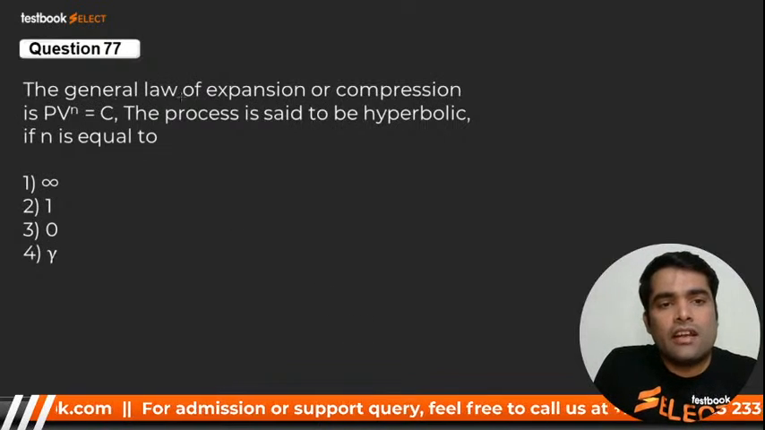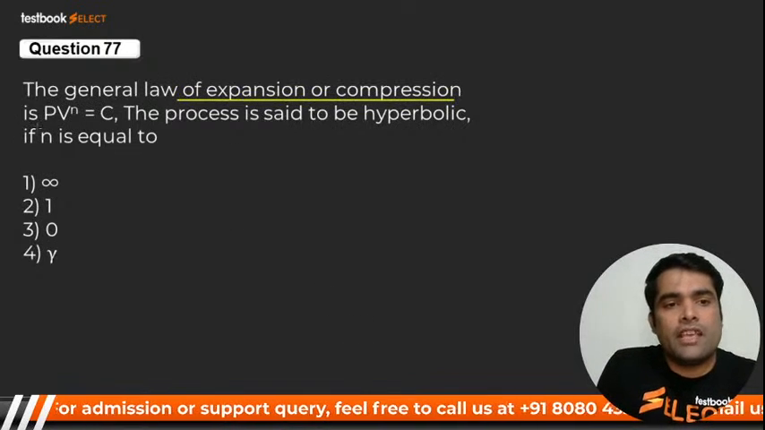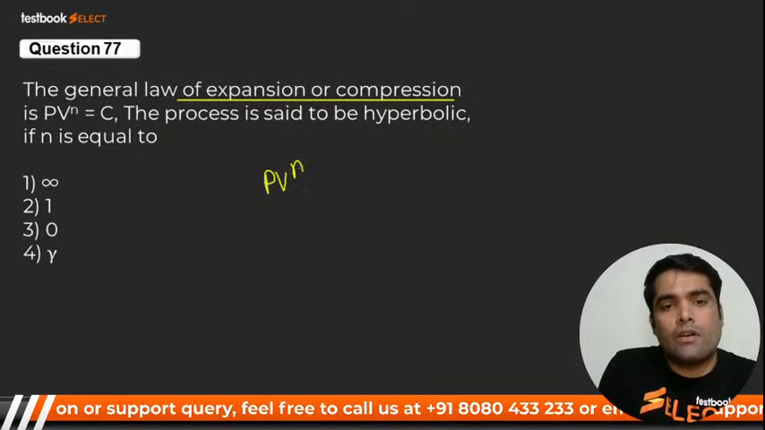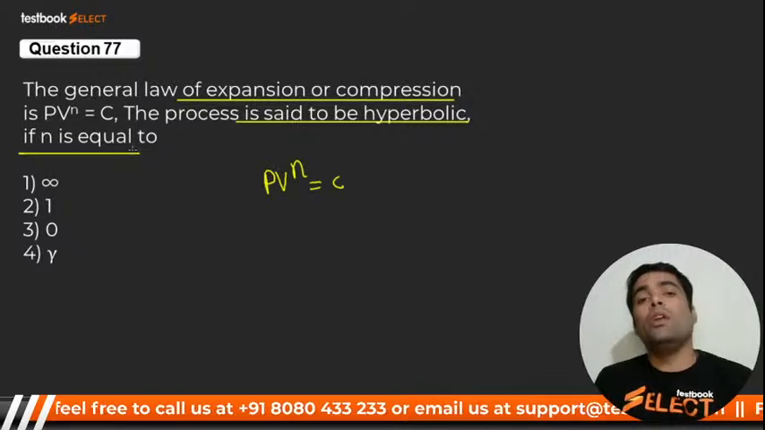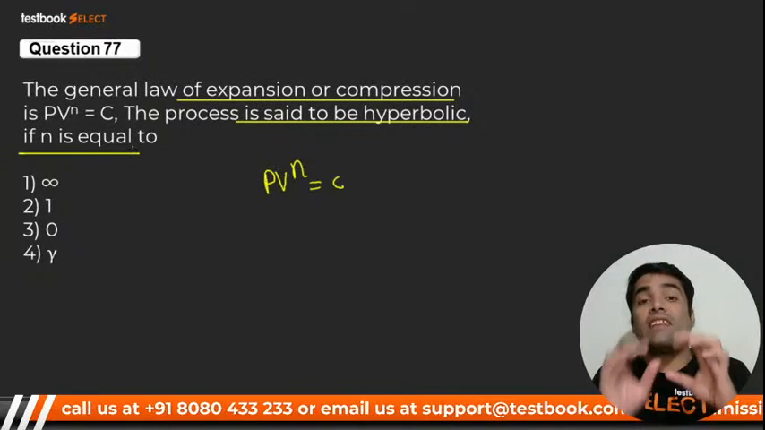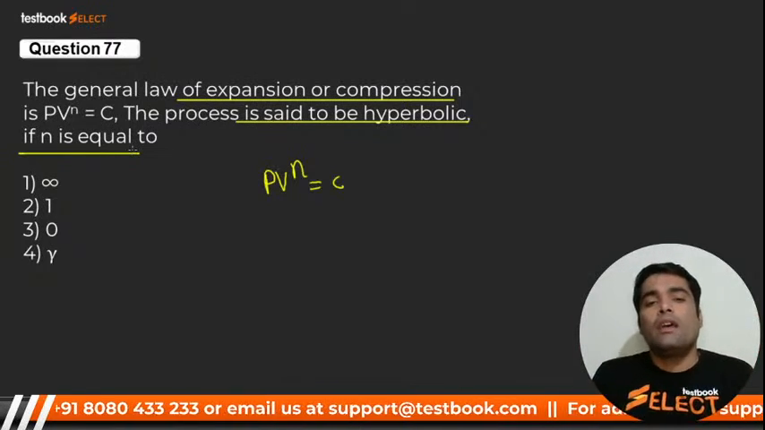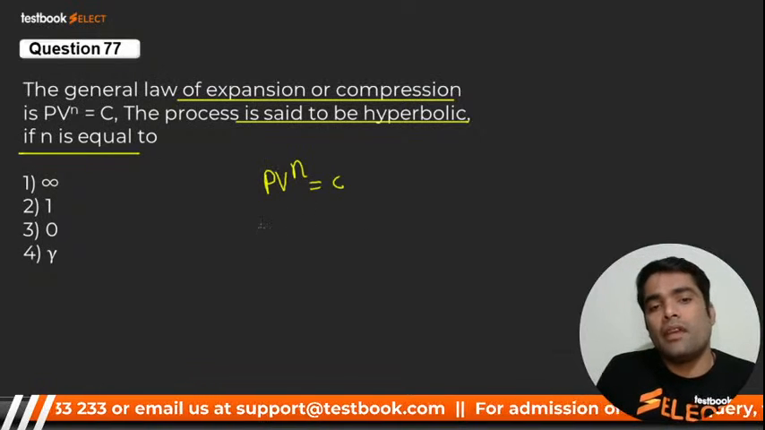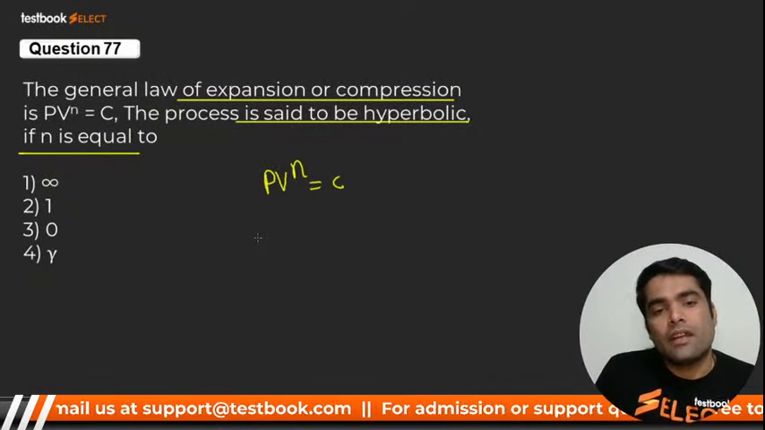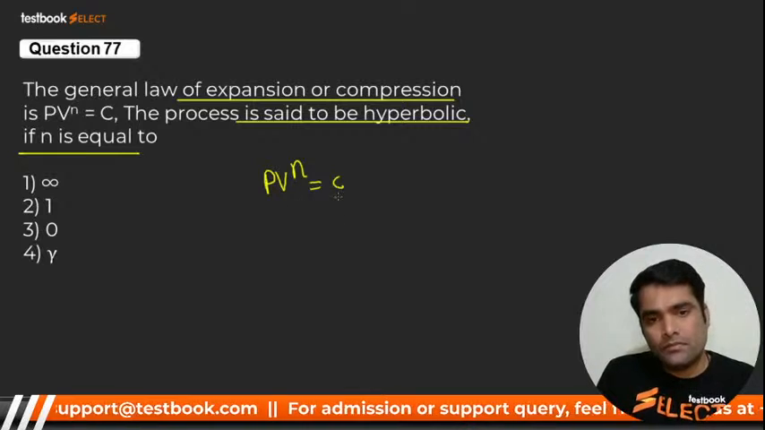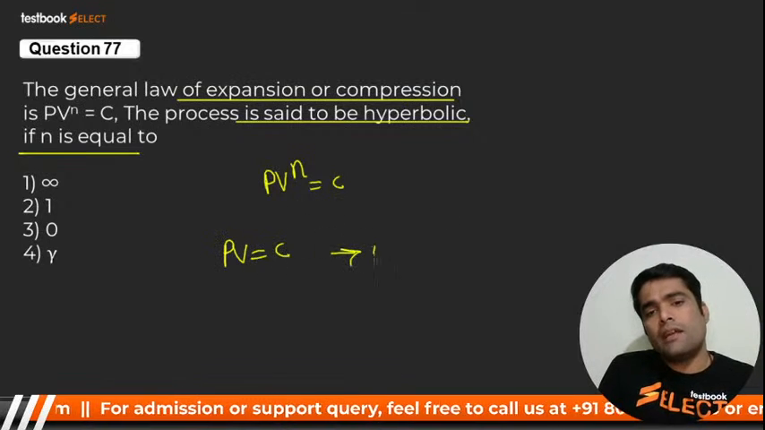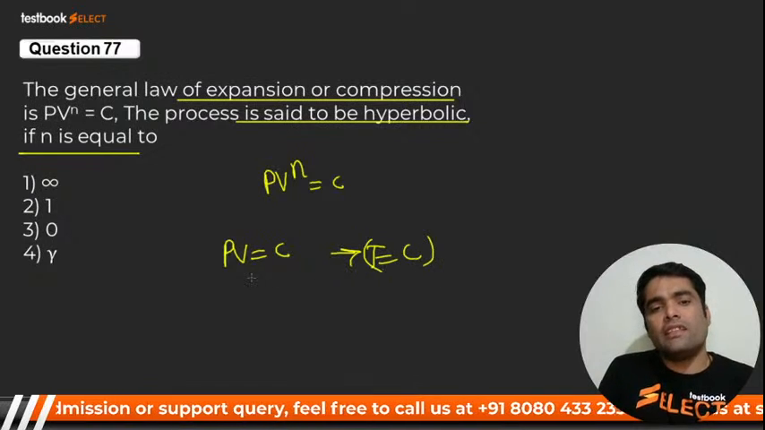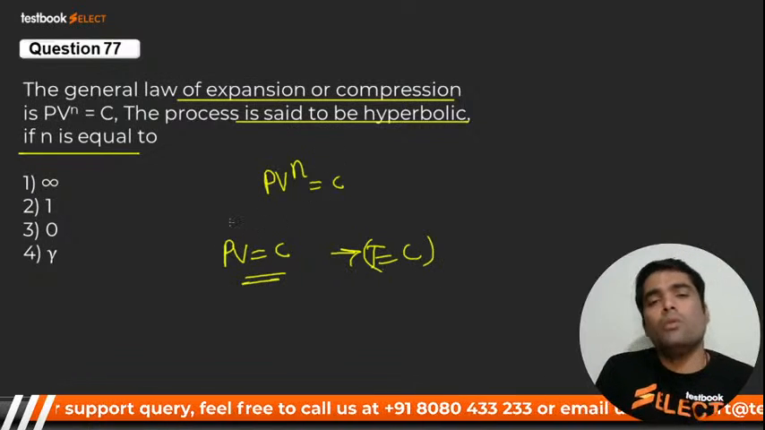See, the general law of expansion or compression is given by PV raised to power n is equal to C. The process is said to be hyperbolic. Hyperbolic means the curve is hyperbolic, a rectangular shape. If you remember, in which process does it come? In isothermal. So the isothermal equation is what, my dear? PV is equal to C. That means when T is constant, we get this equation. So what should be the value of n here? 1.